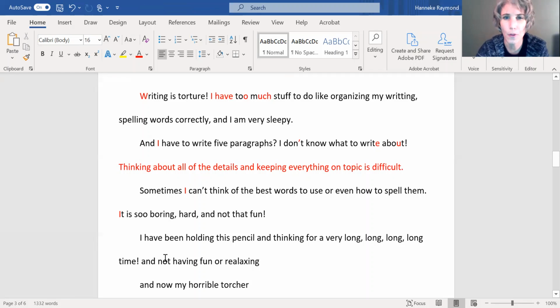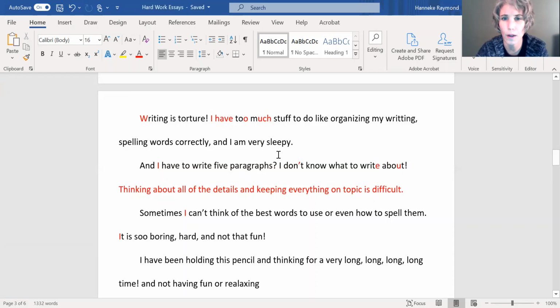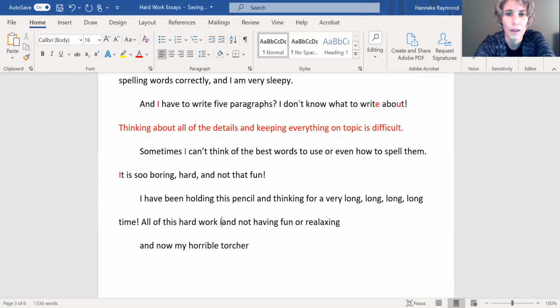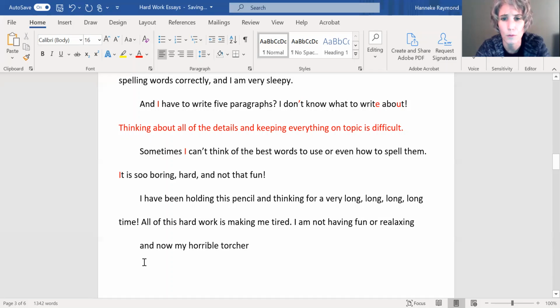So remember, the third paragraph is about how all this writing makes her sleepy. I've been holding this pencil and thinking for a very long time. All of this hard work is making me, we don't want to say sleepy, we already did sleepy, tired. I am not, we don't want to start a sentence with and. I am not having fun or relaxing.